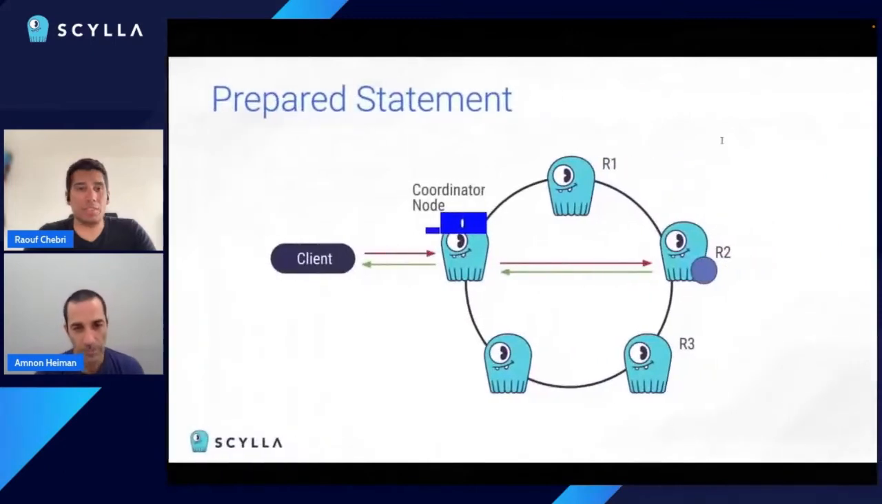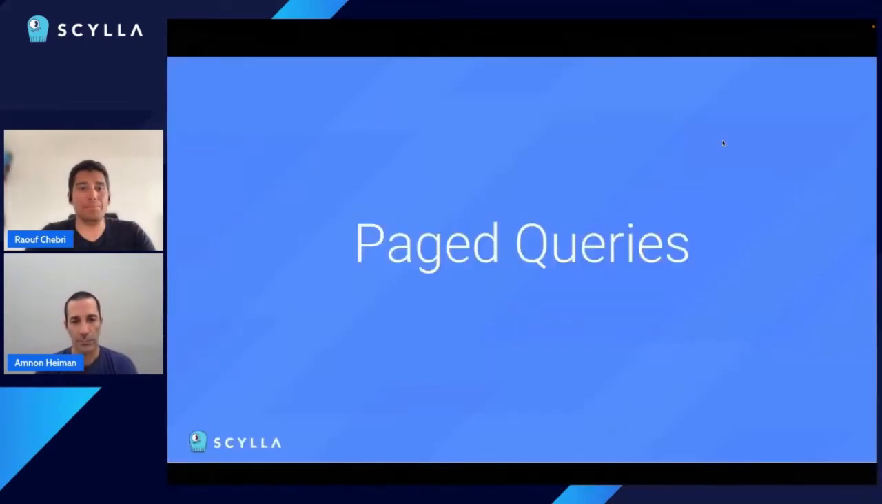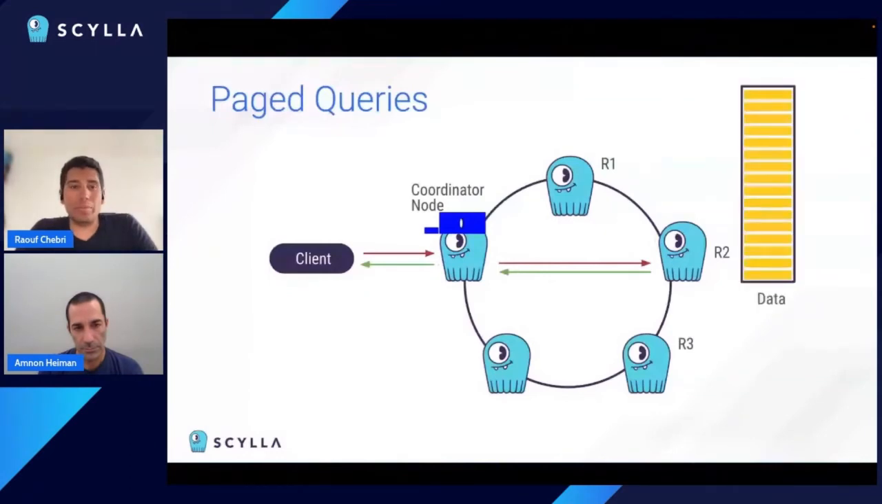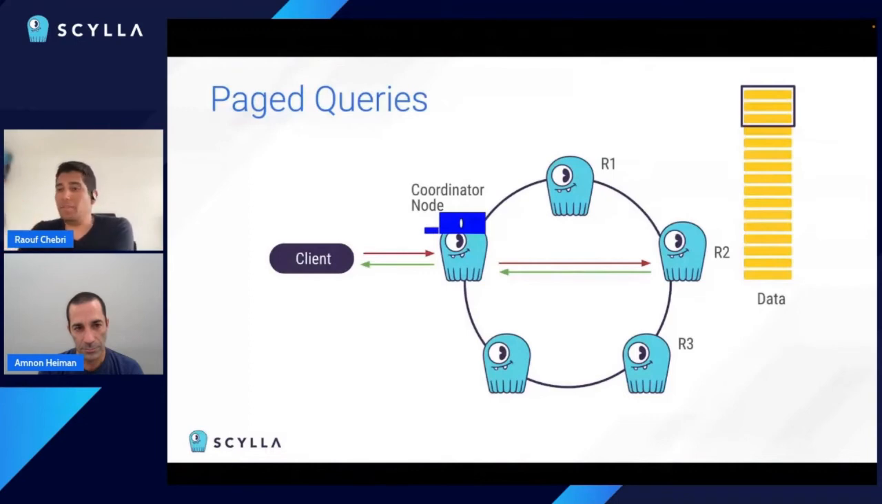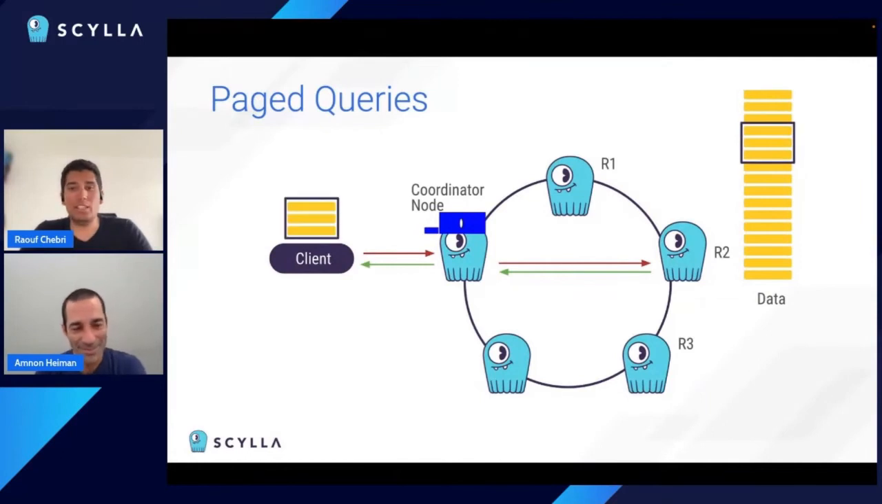And I actually have some slides for that. Basically, paged queries do what you expect them to do. You take a finite size of data and send it to the client instead of taking the whole data and then jumping to the next page. But can you tell us why we should use paged queries, Amnon?